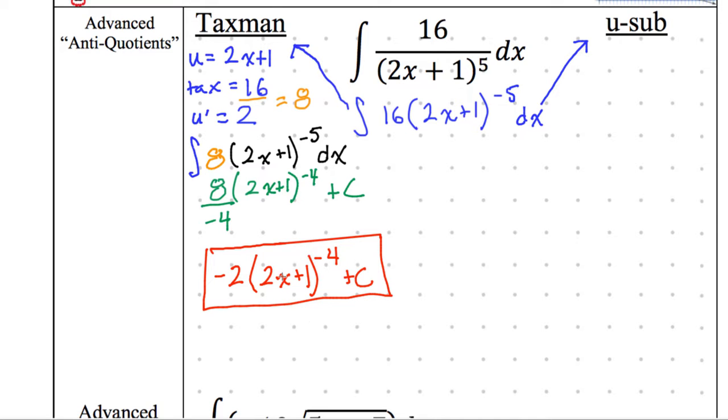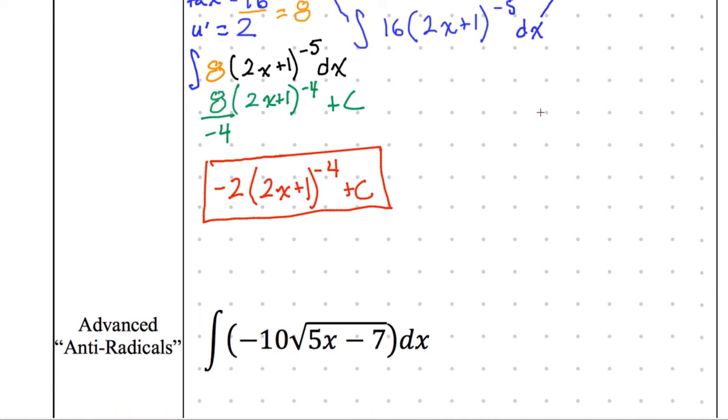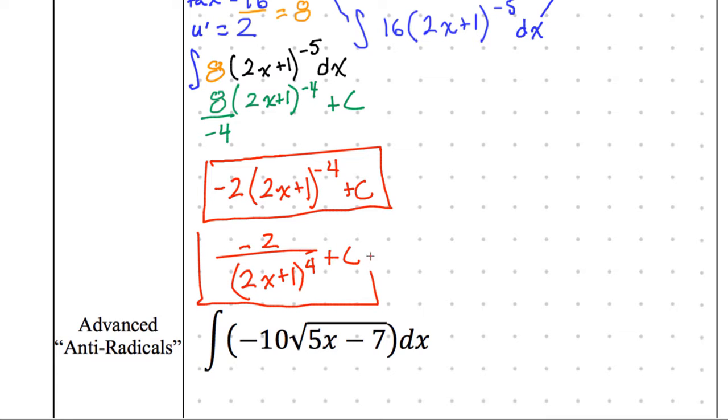If I wanted to turn it back into a fraction, what would that fraction look like? It's just the other answer that you might see in the multiple choice. Turn this back into a fraction with a positive power. Negative 2 over 2x plus 1 to the 4th plus c. So that's the other answer. We can box that one too. Both of those are answers.